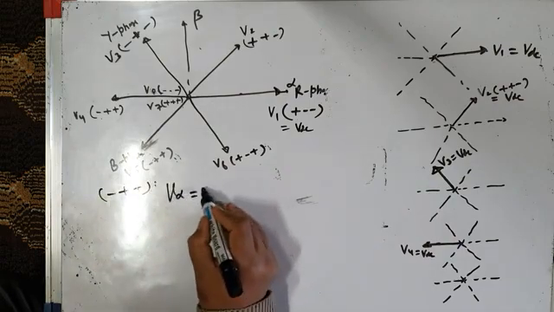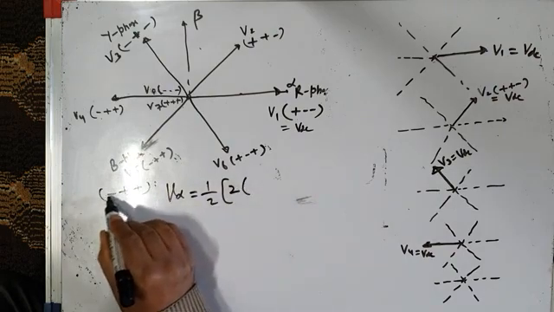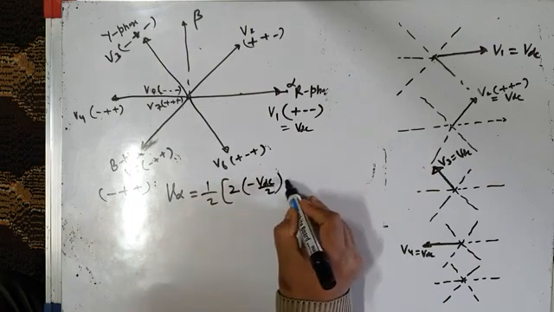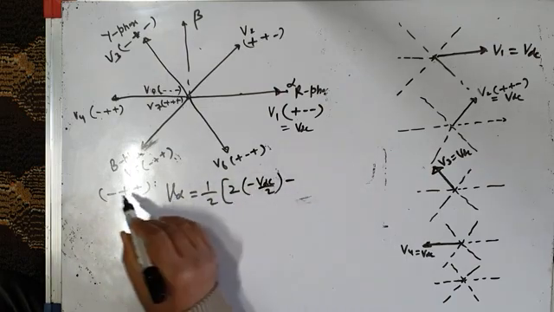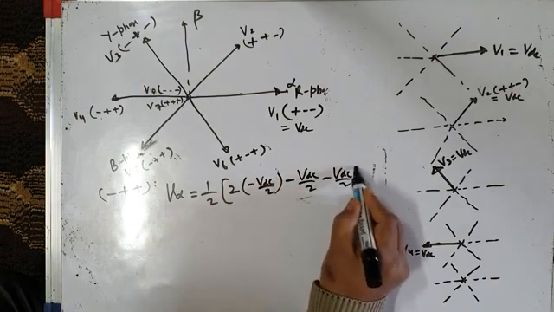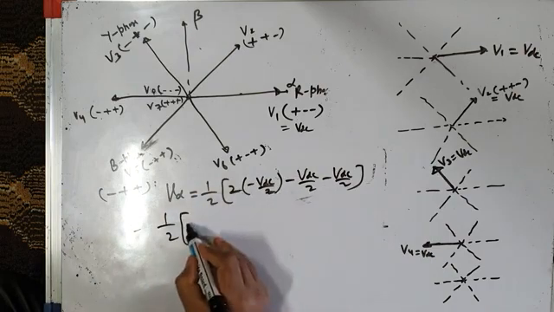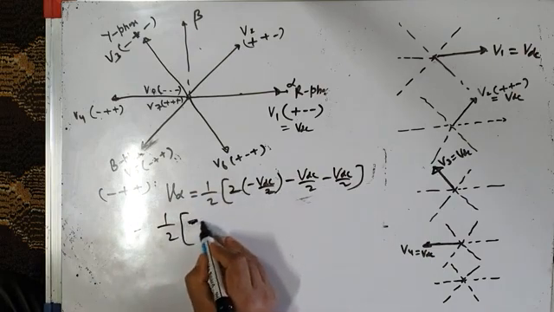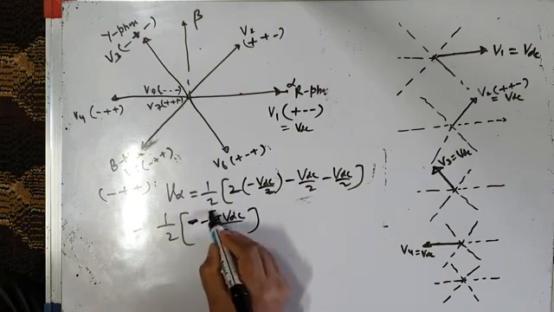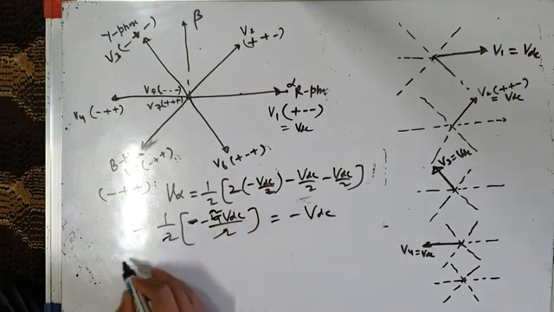V alpha is 1 by 2 times 2 into this bottom switch is on, so pole voltage is minus VDC by 2, minus top switches of both Y and B are on, so minus VDC by 2, minus VDC by 2. So that is equal to 1 by 2, 2 and 2 goes, minus 4 VDC by 2, so that is minus VDC. What about V beta?